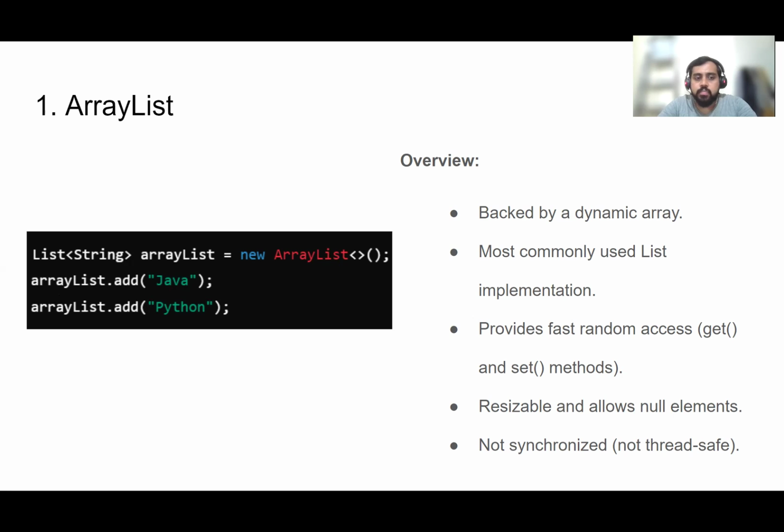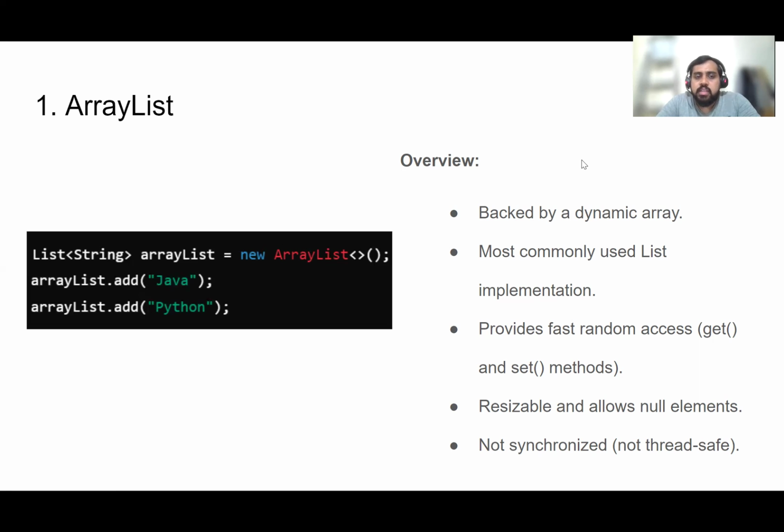We already saw add in the List interface. Add means adding an element to a collection, right? So add of Java, arrayList.add of Python. Two elements I have added to this list. So add and all of these methods, this ArrayList class gets from its parent interface List.